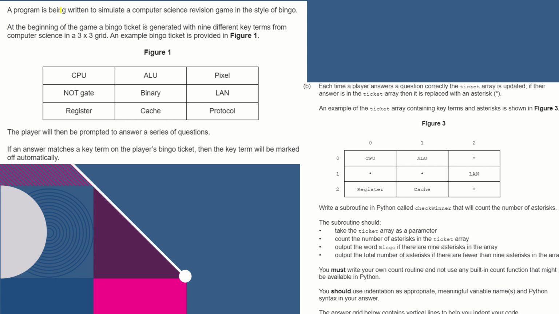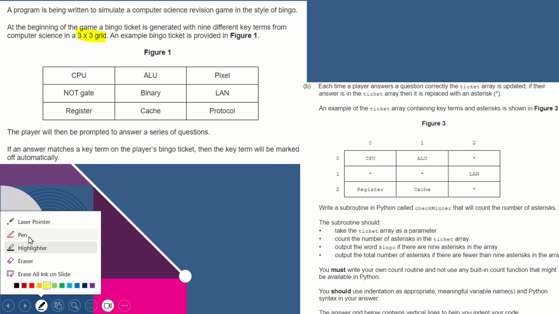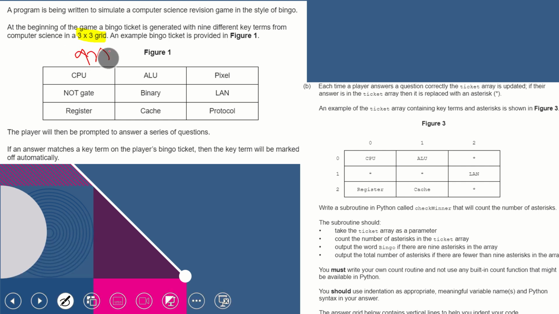So this particular part of the question just explains what you are supposed to do. For example, you're creating a game, and when you see a 3 by 3 grid, it's nothing but an array. So that's a giveaway over here, but you would see it again further in the question as well.